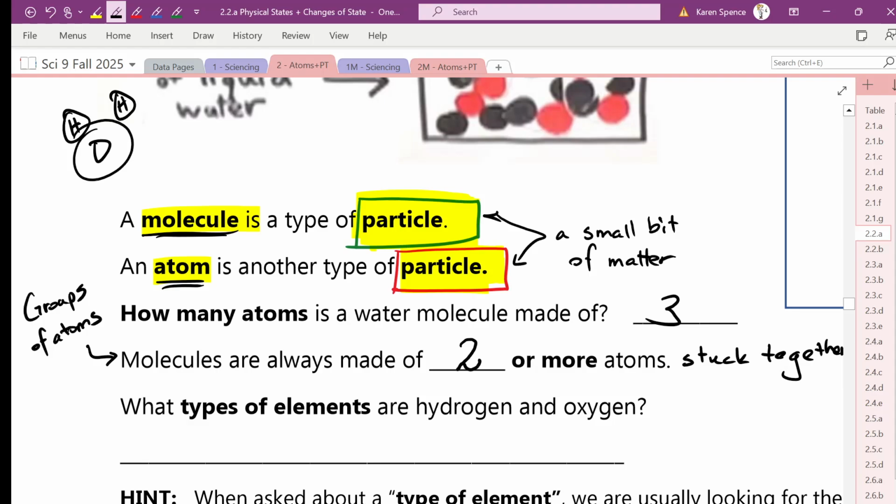Now, I don't know if you remember this from last year, but there are 2 major categories of elements. Does anybody remember what they are? You may or may not have learned this in grade 8. Yeah? Metals and nonmetals. So, hydrogen and oxygen, are those metals? No, that means they must be nonmetals. So they are nonmetals.